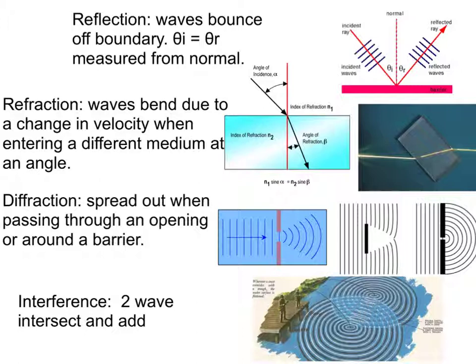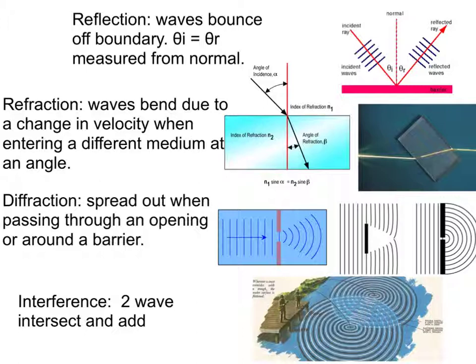Interference occurs whenever two waves intersect and they add. Now, for good interference to occur, the waves will be coherent. Another way to put this, the waves will have the same frequency and wavelength. They'll be the same wave, just starting from two different locations.